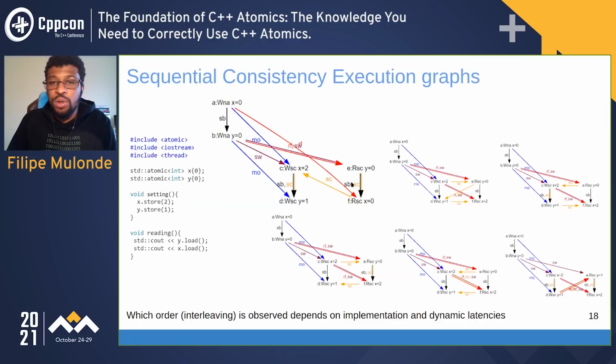Here, we have an example of sequential consistency, but I will not go through this because in the talks that I will give in the future, in this series of talks about atomic, I will have a special talk where I will cover the C++ memory model. But it's important to mention that even when we're using the sequential consistency memory model, a program still has multiple different execution orders, and which order is observed depends on implementation and dynamic latencies.